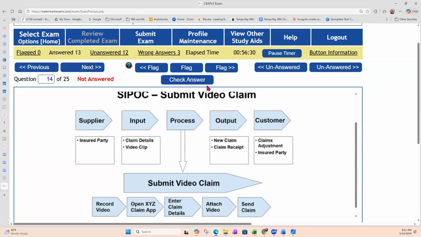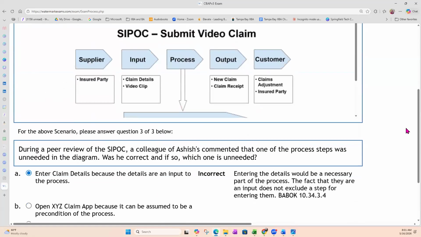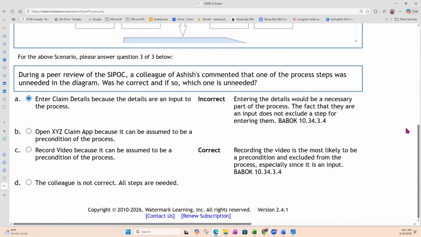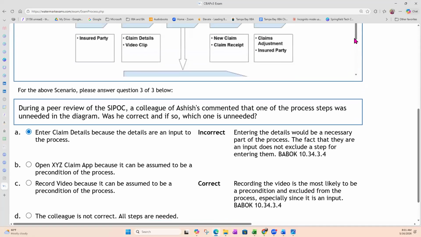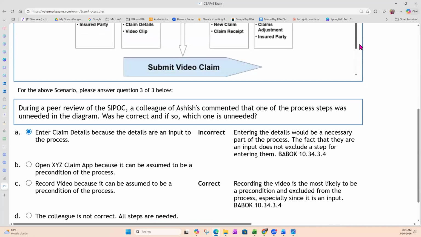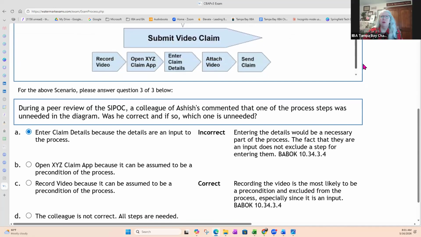because it's in the input from the CBAP overview and in the detailed process. It seems like it would be correct, but it would be a necessary part of the process. Whenever you have the video and you've opened the app, it doesn't have any of the claim details in it. So you've got to actually put the claim details into the app at that point.